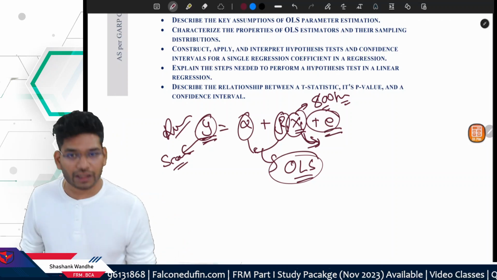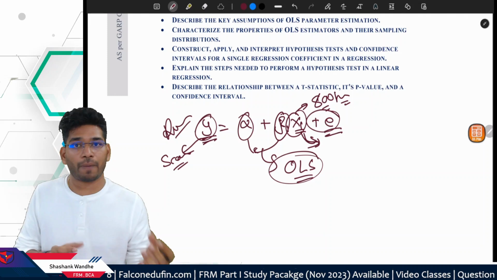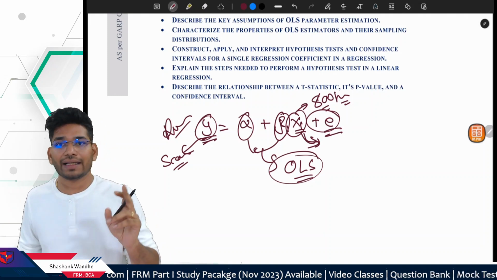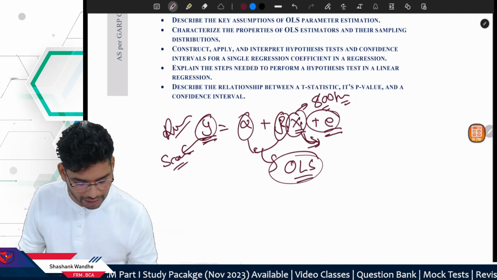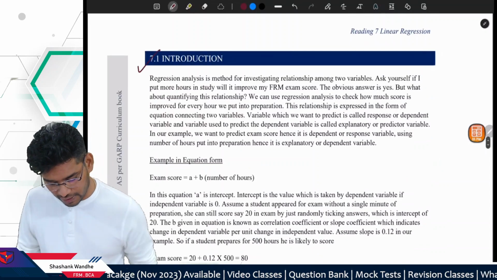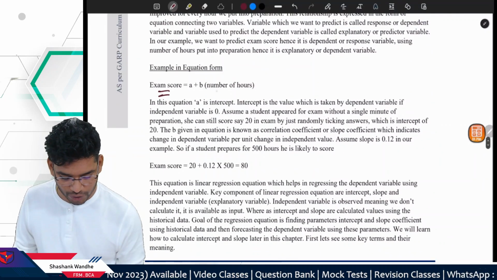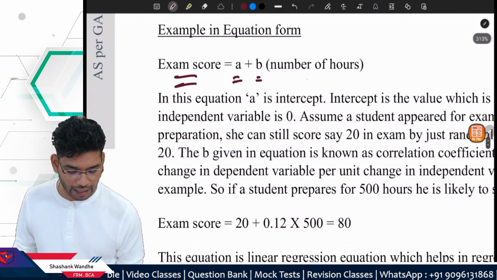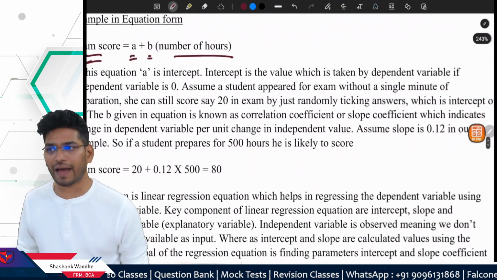Now here, the error term is the residual or the left out part, the part which is not explained by x while determining y. We'll discuss the error term in detail later, not here. So let's start with the introduction. In the introduction, we have the exam score, the same example which we saw here, with alpha, beta and the number of hours of preparation. This is the Falcon's book we are using here.